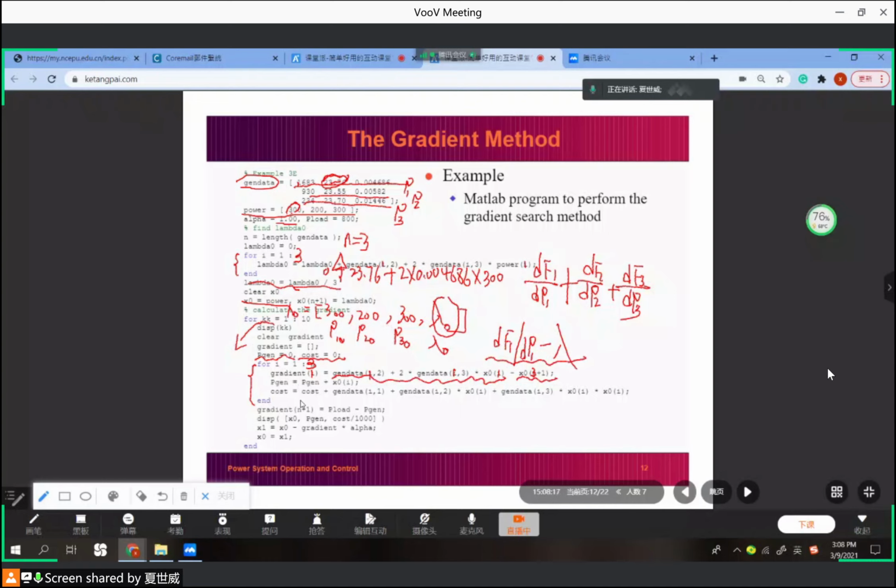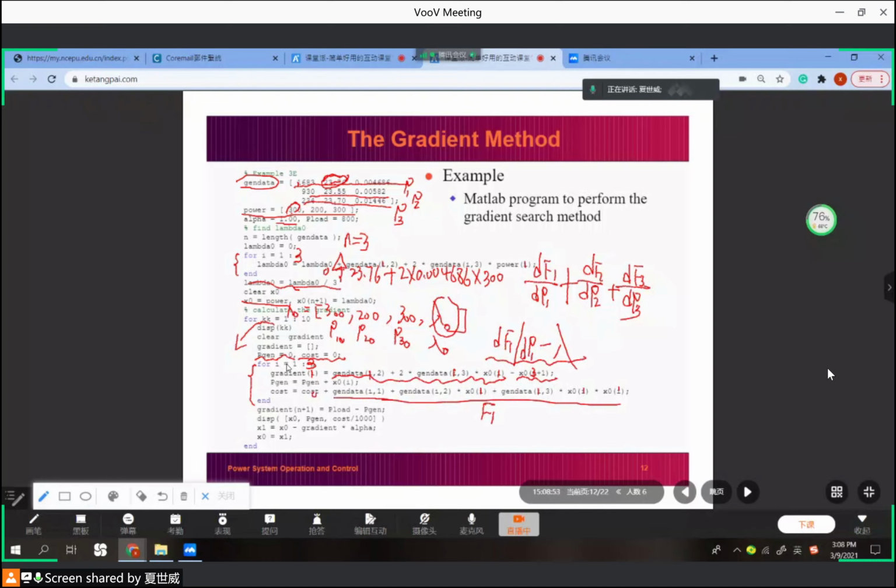The cost is 0 here, plus generator 1, this number, plus generator 1, 2 multiplied by x01. So this part is just for the full cost of generator 1. This is for I equals 1.